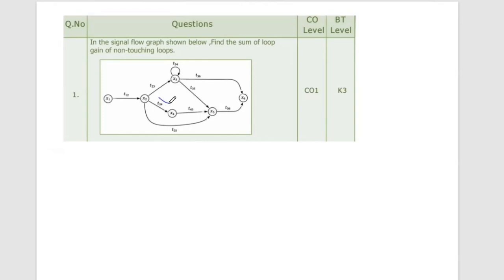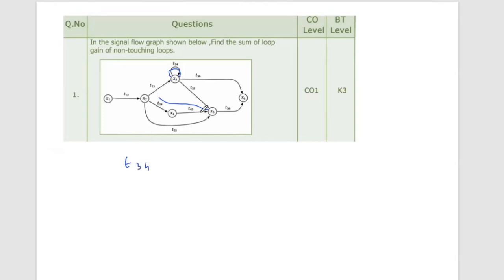This is one loop. This is going here. It is not looping. So T34 is one loop.